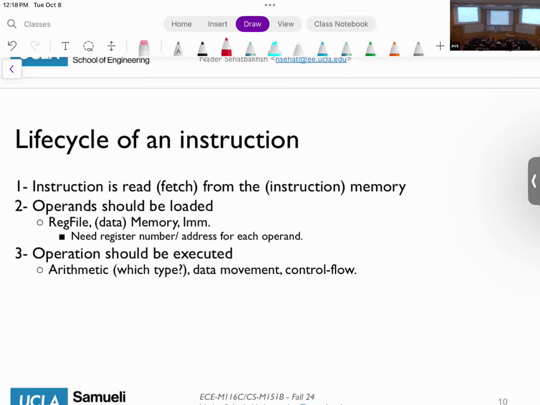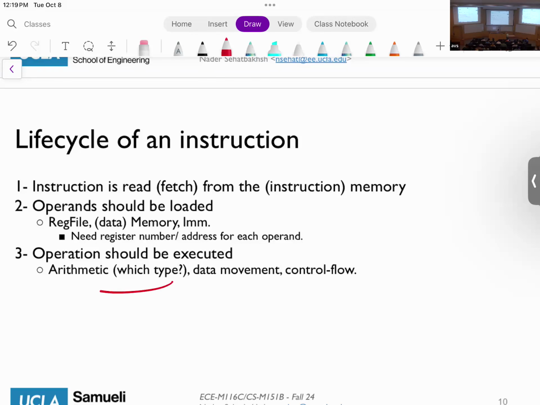Then we have the operands, and we know the instruction. Now we need to actually execute the instructions, okay? So if you remember, I told you that there are three types of instructions that we have. We have ALU operations, arithmetic operations. We have what we call the memory or data movement-based operations, and then we had control flow operations, right? So for each one, we need to do different things.